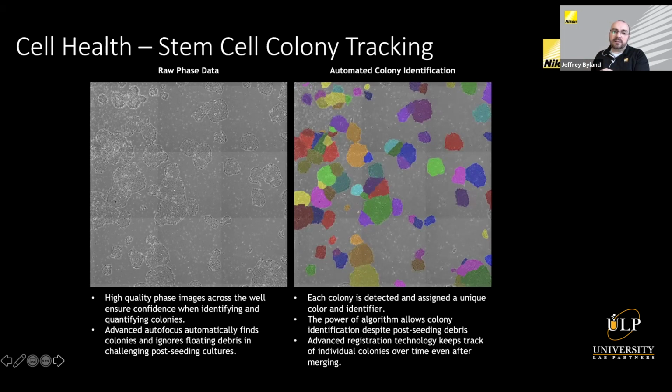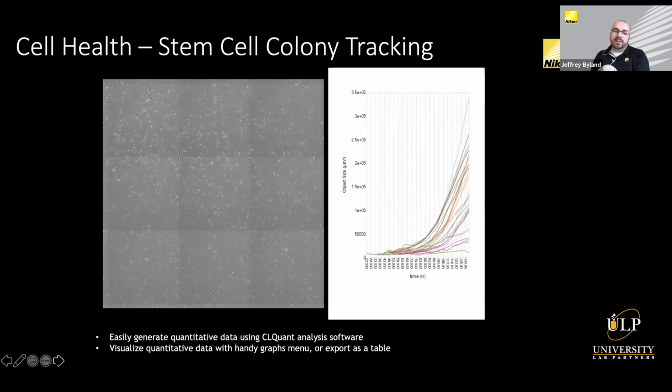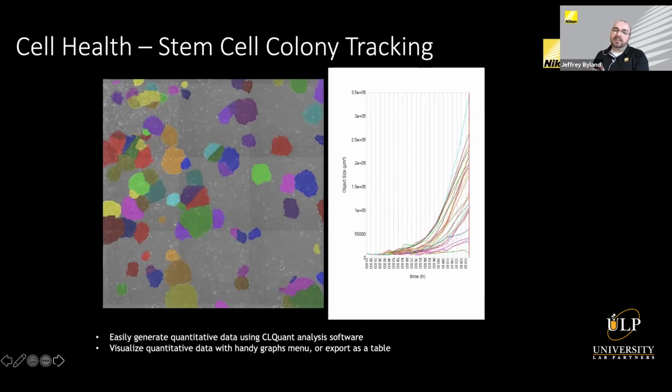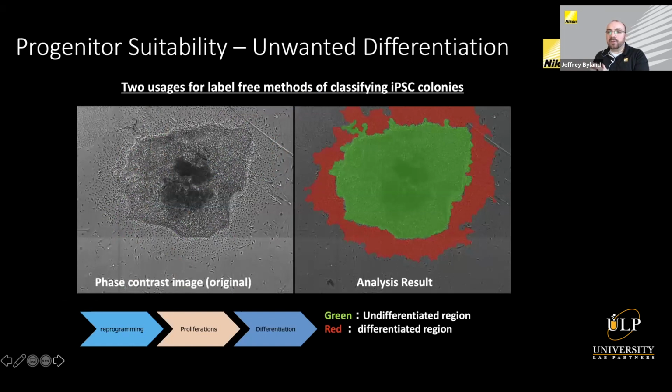If we go to the next slide, we can see an example of how this can be quantified. On the right-hand side is a graph that's made. And if we advance one more time, we should see this moving over time. We can see over time how these colonies are developing, and we can identify the growth rate. Even when they start to merge, we can identify different colonies and use that information to assess their health and their suitability for the next phase, which would be differentiation into some kind of a therapeutic. If we move to the next slide, we can see that we can also identify whether or not they're being differentiated.